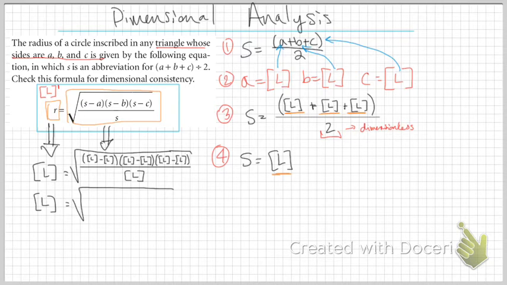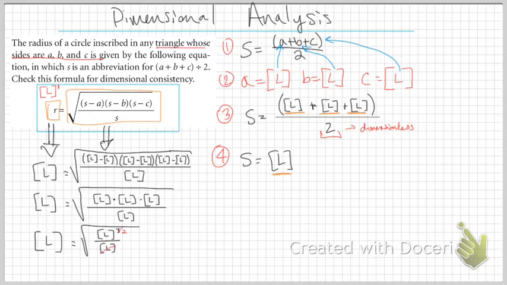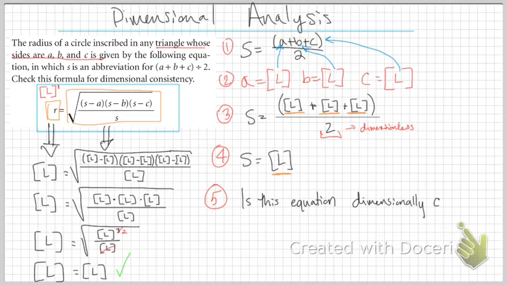So I have length times length times length, all divided by one magnitude of length, and the square root of that. So I end up with L cubed over L, which becomes L squared, and the square root of which is L. So we have L to the first power, and it dimensionally checks out. So the question is: is this equation dimensionally consistent? Yes. Is this equation correct?